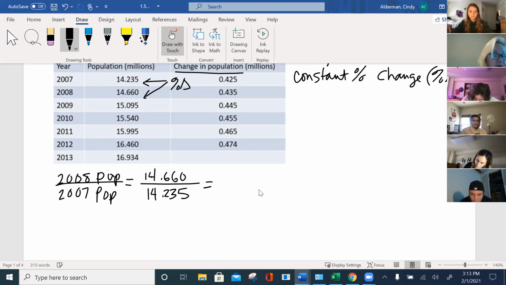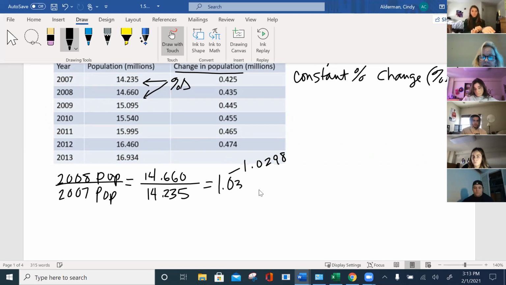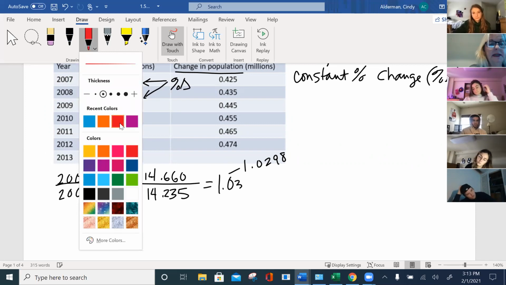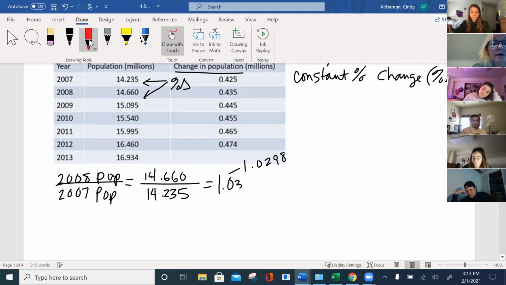And if you get those numbers, you're going to get 1.03 if I round it. Now, technically, you're actually going to get 1.0298. But I'm just rounding that to two places, okay? All right, let's do it again. Let's say now we're going to go from 2009 to 2008. So now we're going to use these two to see what percentage change it is.